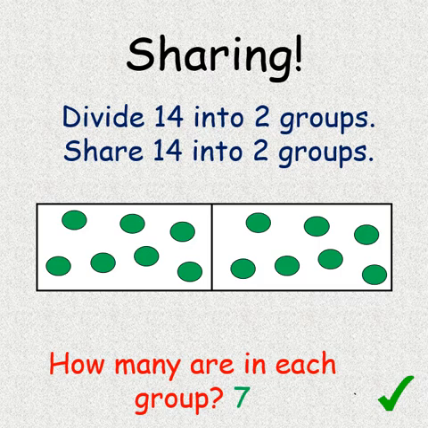Okay, so you should have drawn your bar and then you should have split it so you'd got 2 groups. And in each group you should have worked out that there are 7 counters, okay? So well done if you got that right.